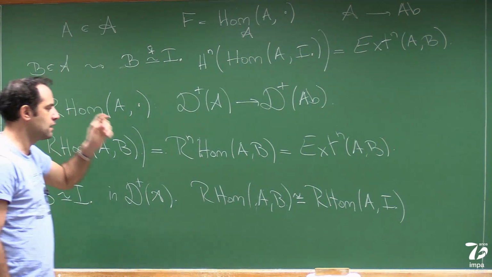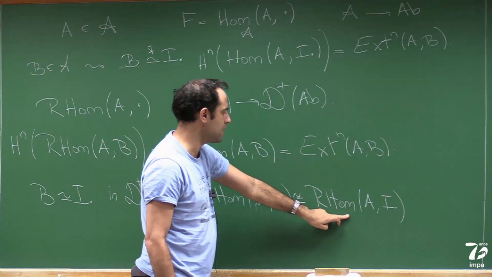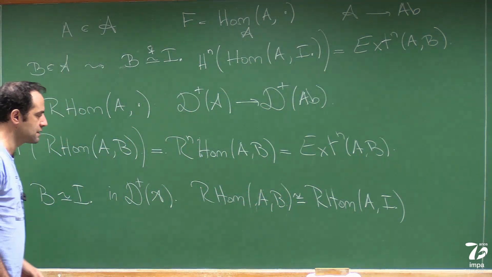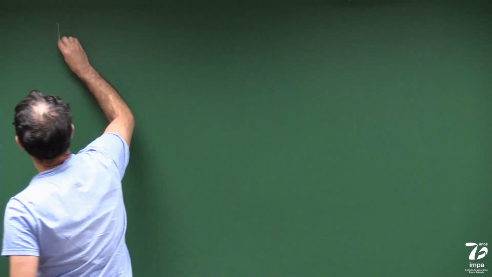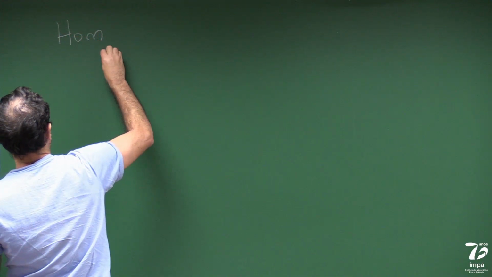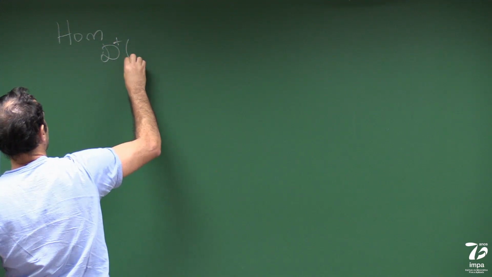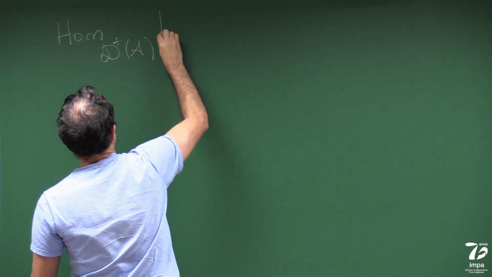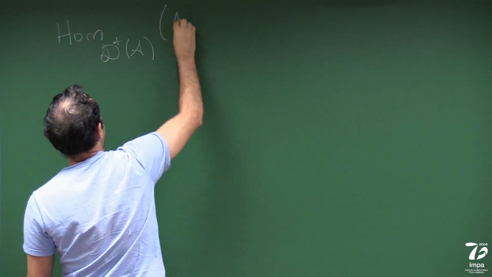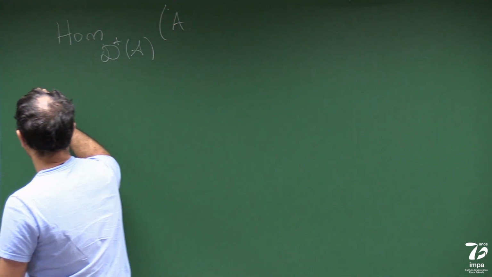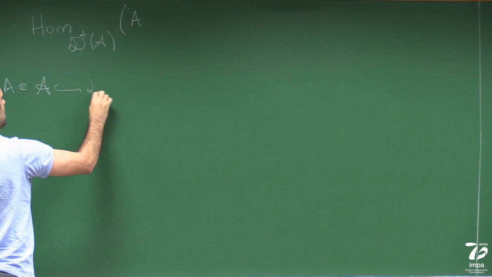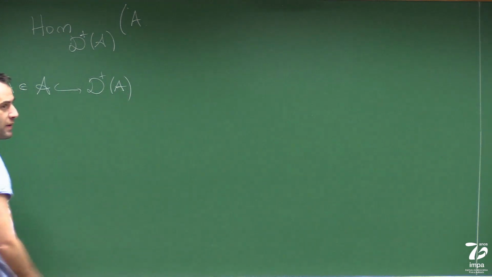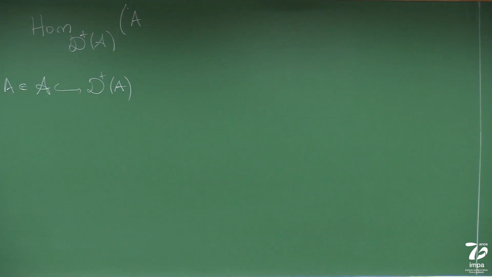But on the other hand, these morphisms, these R hom here, are actual morphisms in the derived category. So let me state it, and let's compute this. Let's look at hom in the derived category D plus A, between A. This is an object of A, which I am viewing inside of D plus A as complexes that have homology only in degree 0.